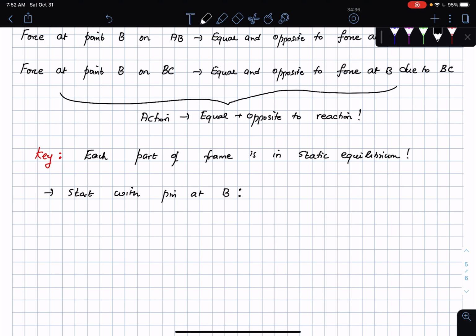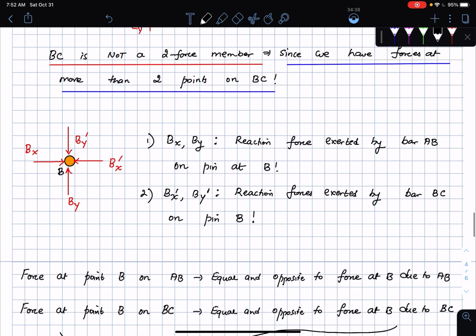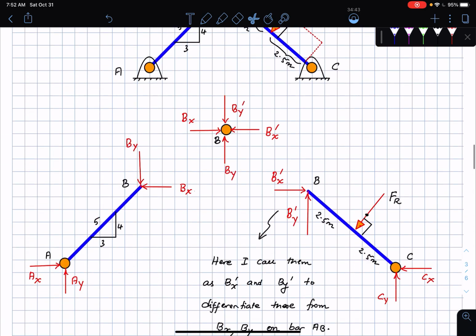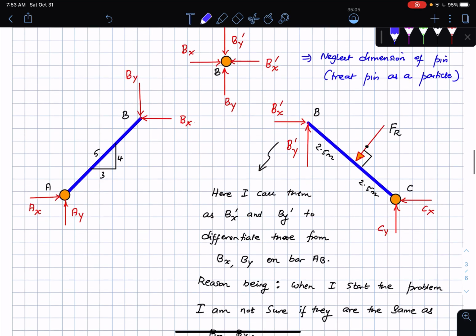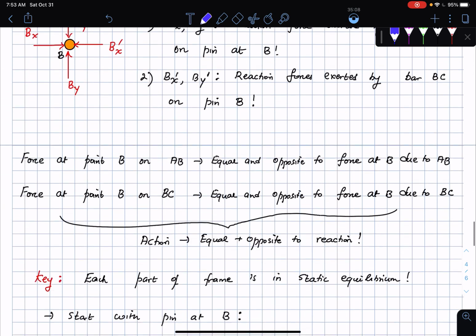Okay, so I'm just going to grab my free body diagram from here. And of course we are neglecting the length of the pin. I just want to make a note of that here. So here note that we are neglecting the dimension of the pin and treat the pin as a particle, like what we did for trusses. Okay, that's the same idea here as well, but let me grab my figure and then bring it down here.